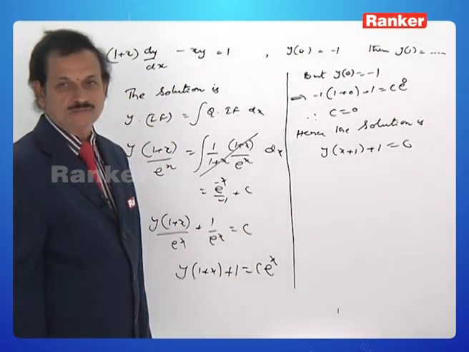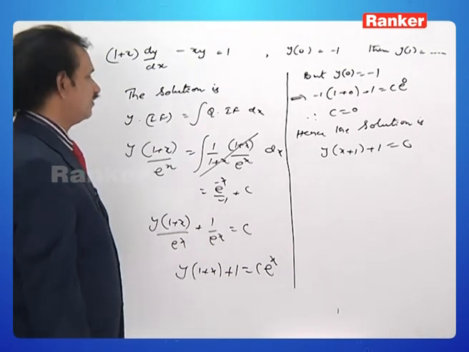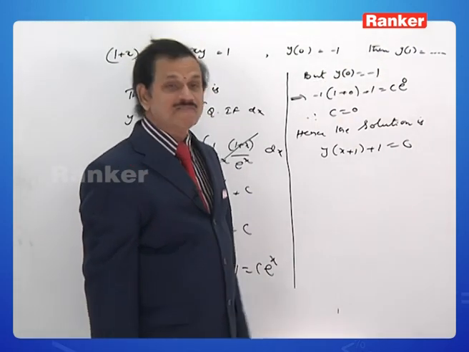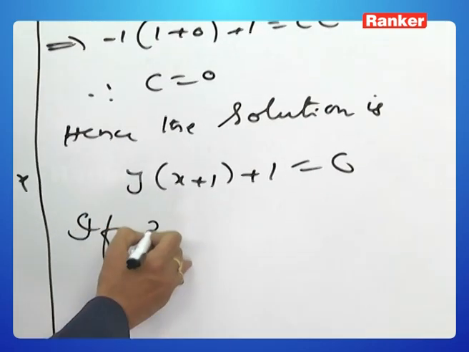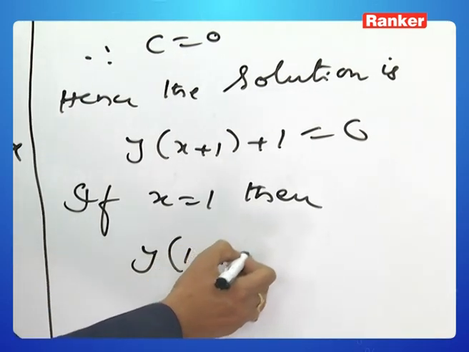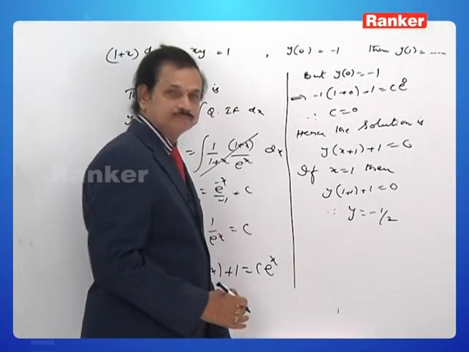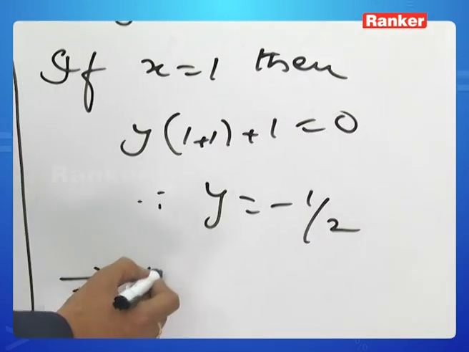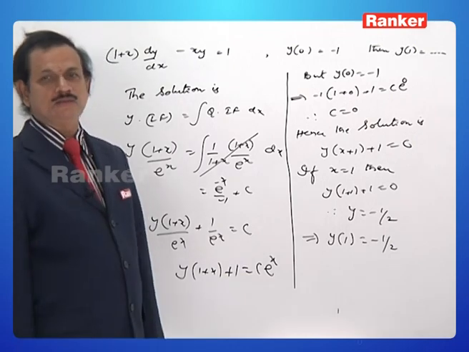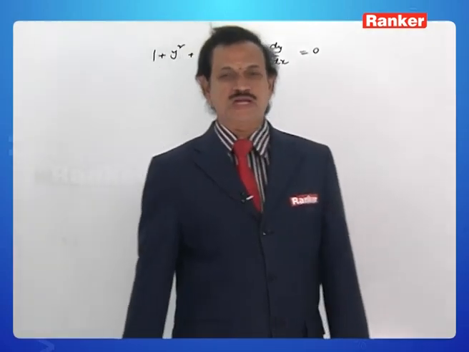I have taken c as 0 because we could have obtained c like that by using the information y at 0 is minus 1. Well done, we could have got the actual solution now. What is the main question? Y at 1. If x is equal to 1, then y into 1 plus 1 is 0. Therefore, y is equal to minus 1 by 2. Implies y at 1 is minus 1 by 2. That is the question.